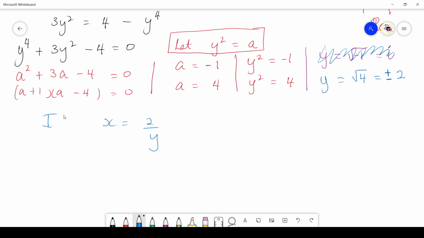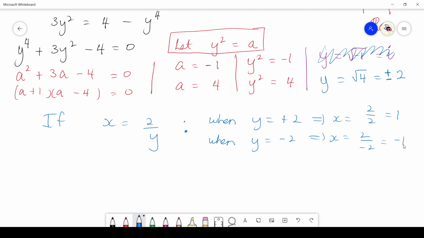So if x is equal to 2 on y, then that would imply when y has a value of +2, x is equal to 2 on 2, which is 1. And also, secondly, when y has a negative value, x would be equal to 2 on -2, which is equal to -1. So we have two values also for x. We have positive and -1. So at the end of the day, you have two solutions, and our two solutions go as follows.